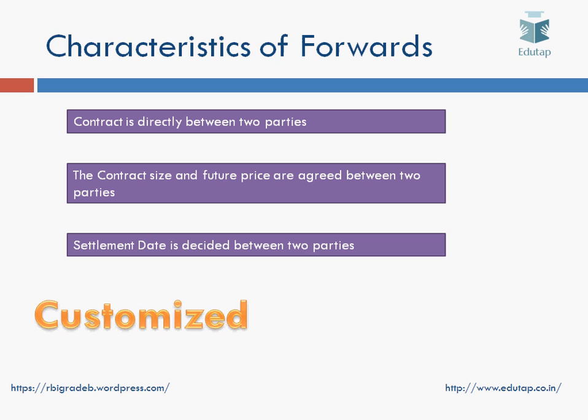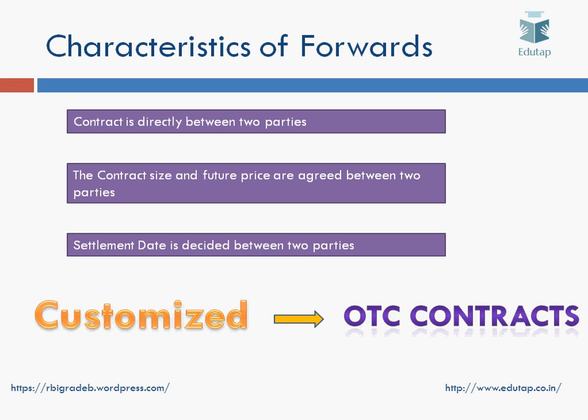So they are as per the convenience of two parties. So the contract between farmer and factory can have a different contract size, future price and a settlement date than the contract between Ram and Shyam. So the contracts are customized. These type of contracts are also called OTC contracts, that is over the counter contracts.